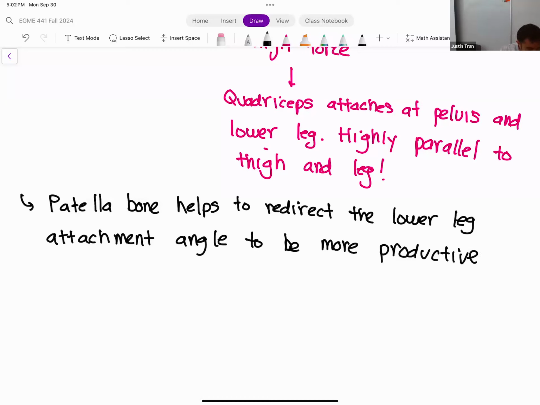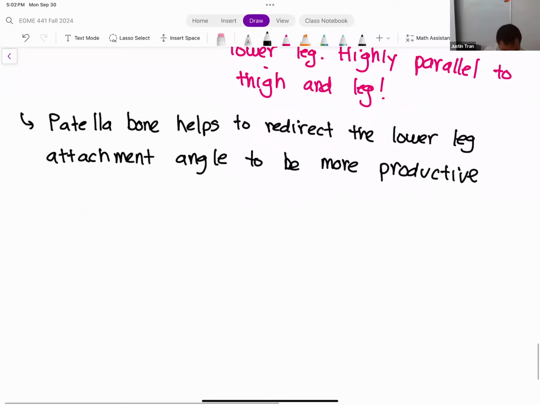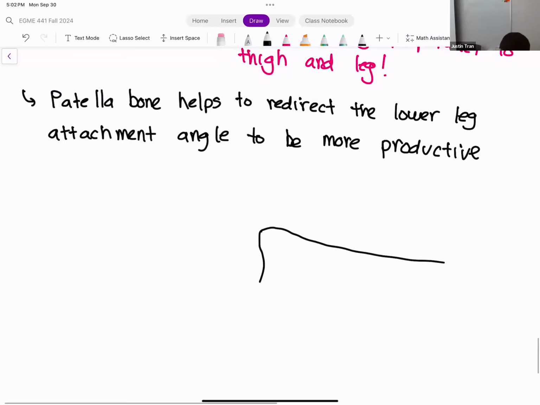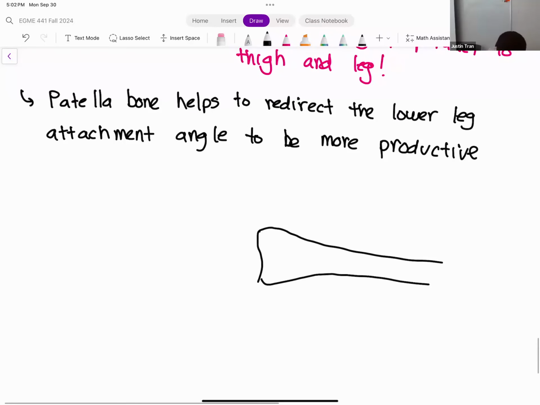So if you draw the anatomy of someone's leg, if you look at someone's leg from the side and take an X-ray, it looks something like this. And if we draw the tibia here, the tibia has this plateau look, and it looks something like that. So this right here is the tibia. The patella is this pebble-looking bone that attaches to the front of the knee like this.